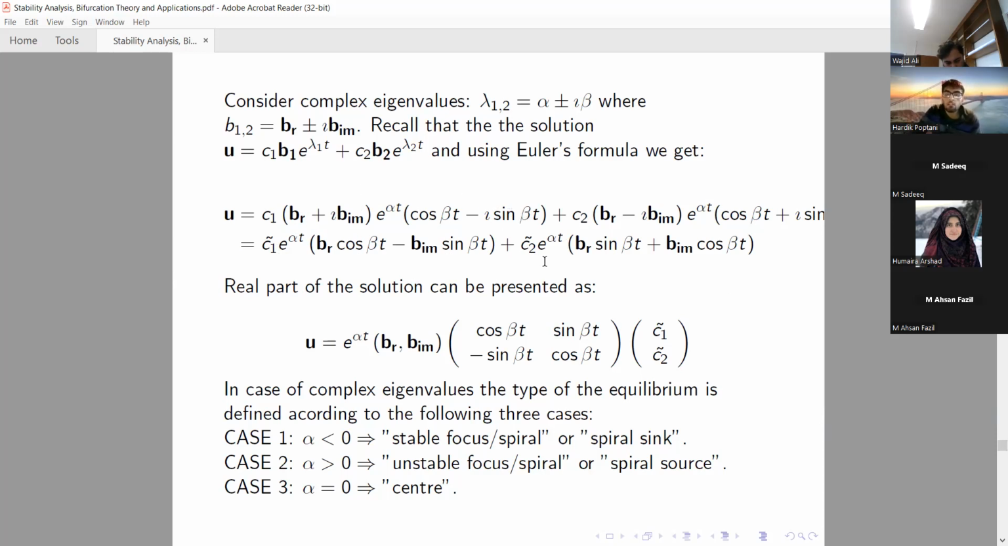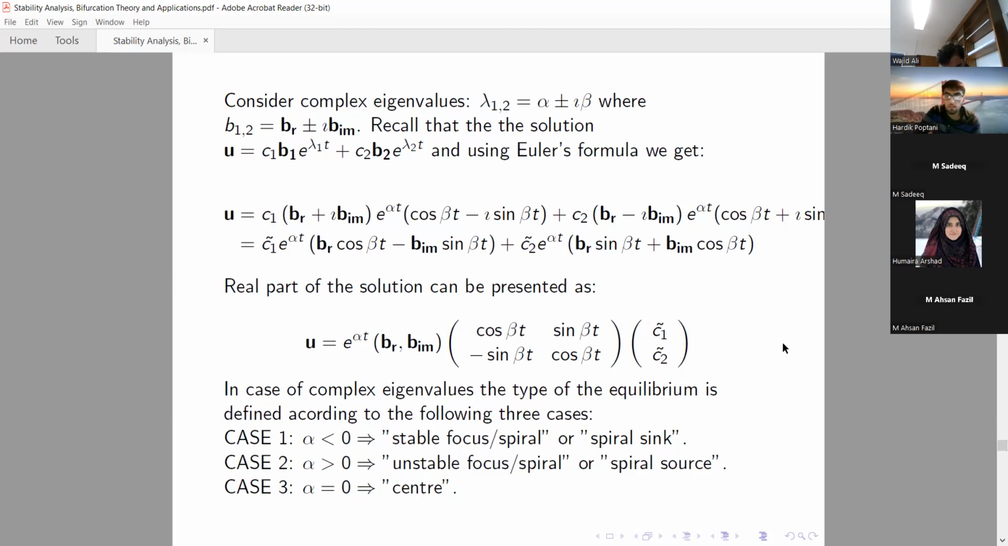And then we are only looking at the reals, for example. Looking at the imaginary part is very similar, but we disregard all of this. Where c2 b_r sine beta t and minus i cos. So therefore, the real part of the solution can be represented as this: cos beta t, sine beta t, minus sine, cos, C1, C2, where we're just using replacements of C1 and C2.